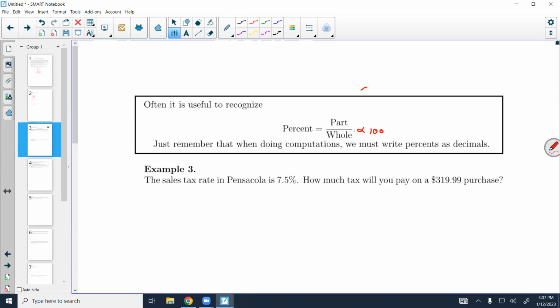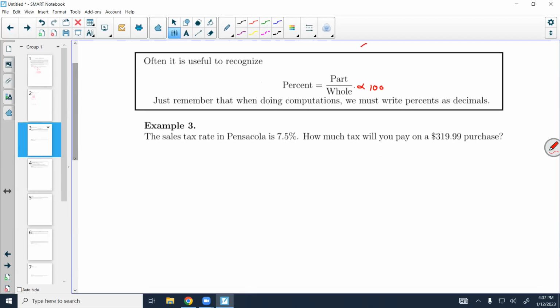So next up, a real world application of this stuff. The sales tax rate in Pensacola is 7.5%. Is it still that much, or did it go up or down? Anybody live here? So how much tax would you pay on a $319.99 purchase? Well, first we need to take this 7.5% and turn it into a decimal. Now to turn decimals into percentages, we went right 2 places. So to turn percentages into decimals, we go left 2 places.